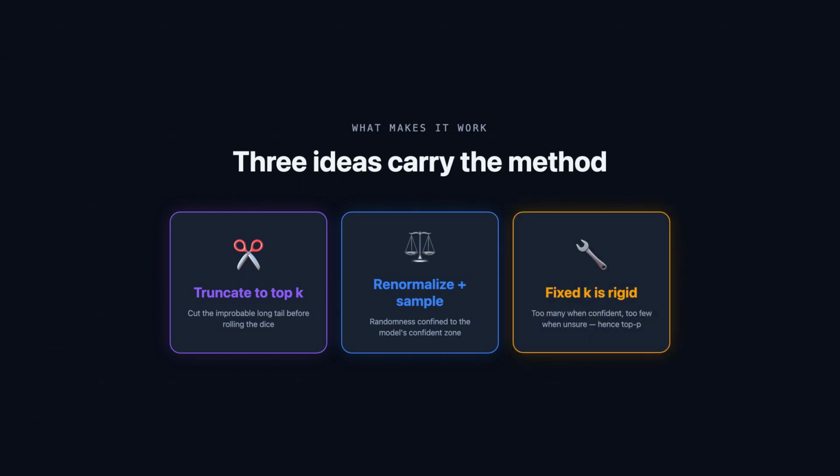A fixed K is the catch. When the model is very sure, 40 tokens is too many. When it's uncertain, 40 is too few. That rigidity is exactly why top P, or nucleus sampling, using a probability threshold instead, is often preferred today.